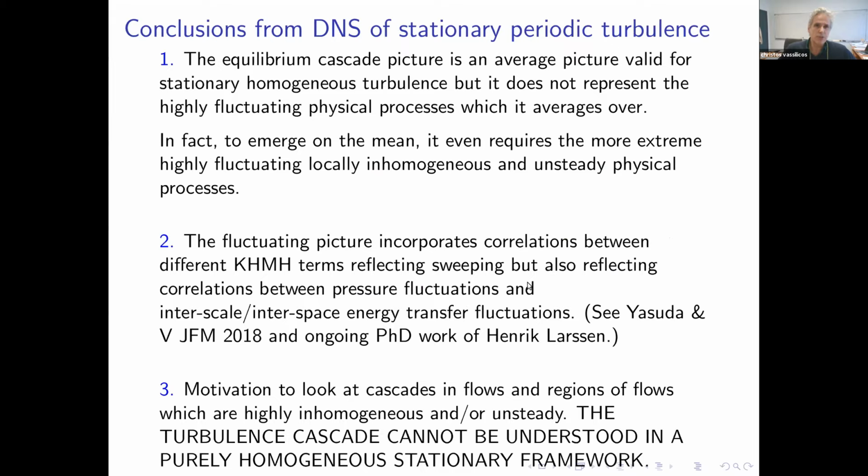So first of all, the equilibrium cascade that we all know and love for now 80 years is an average picture valid for stationary homogeneous turbulence. It doesn't represent the highly fluctuating physical processes which it averages over. In fact, to emerge as the mean, it even requires the extreme highly fluctuating events to be there as well. Now, this fluctuating picture is not just to say it's fluctuating. There are also correlations there which will have to be taken into account.